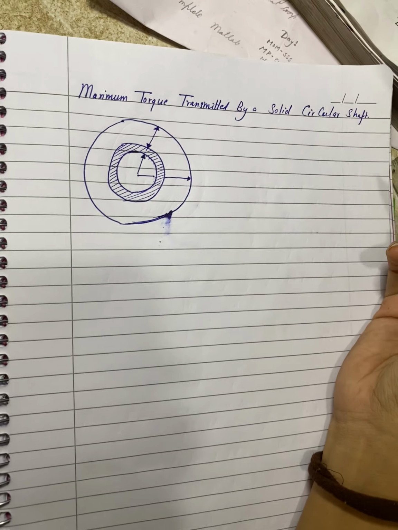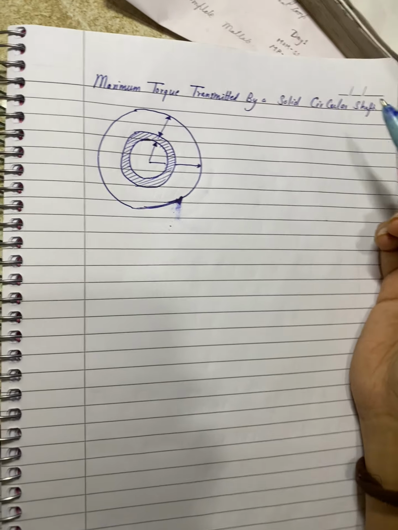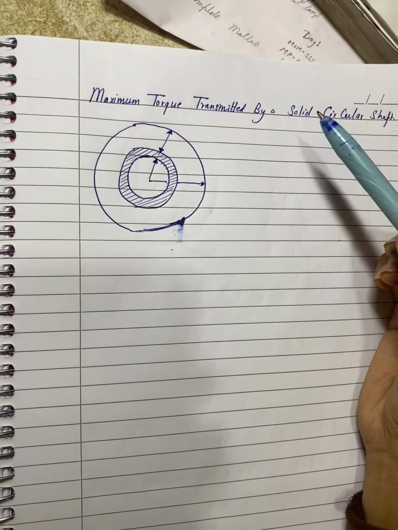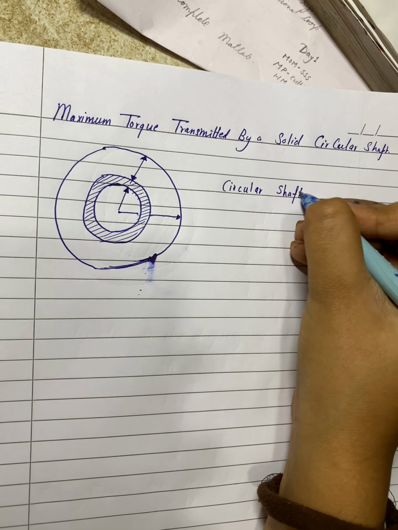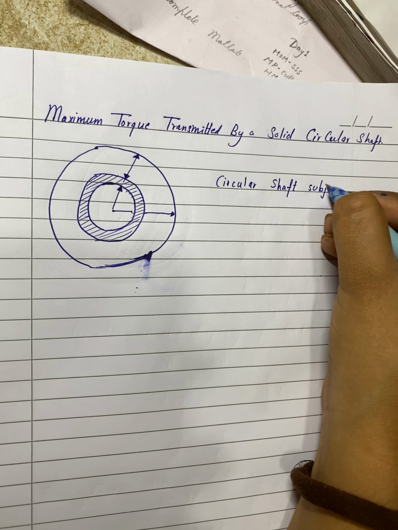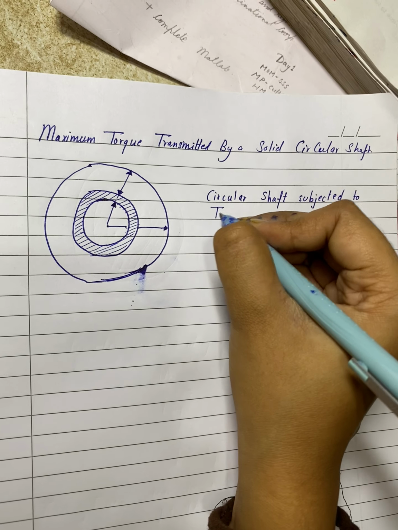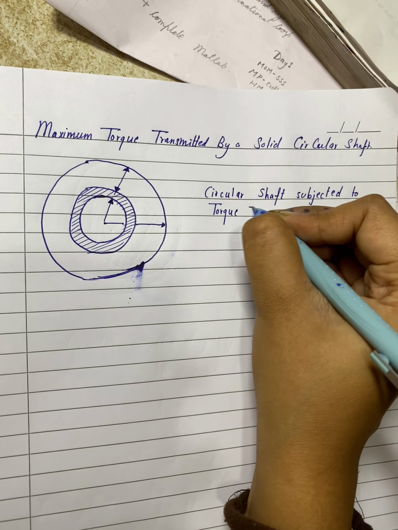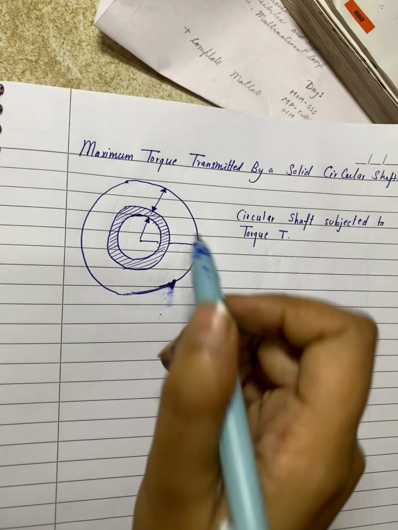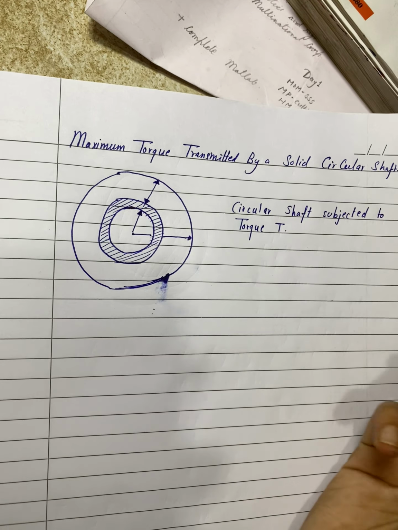Okay, so today let's consider deriving the equation for maximum torque transmitted by a solid circular shaft. For that, we'll consider a solid circular shaft subjected to torque T. Okay, this is a solid circular shaft.